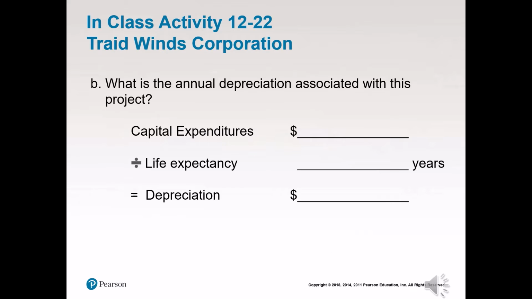The second step is to ask yourself, what is the annual depreciation associated with this project? Remember that your capital expenditures number could have installation and training in it. You would divide that by the number of years that you expect this project to be active.